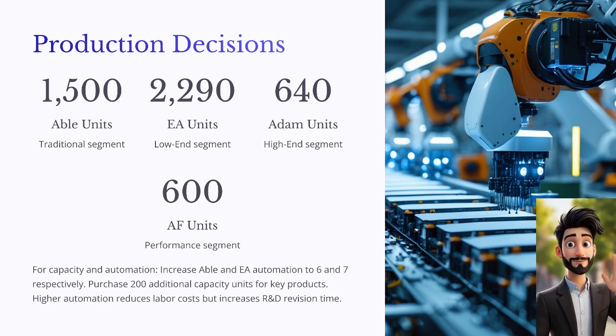Capacity and automation. This is where you invest in long-term efficiency. Let's increase our automation levels. Increase Able and Acme automation to 6 and 7 respectively. Purchase 200 additional capacity units for 1 or 2 key products.